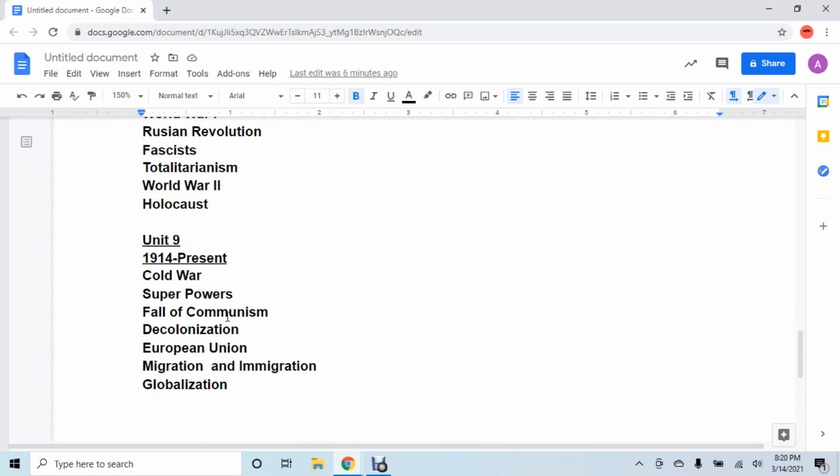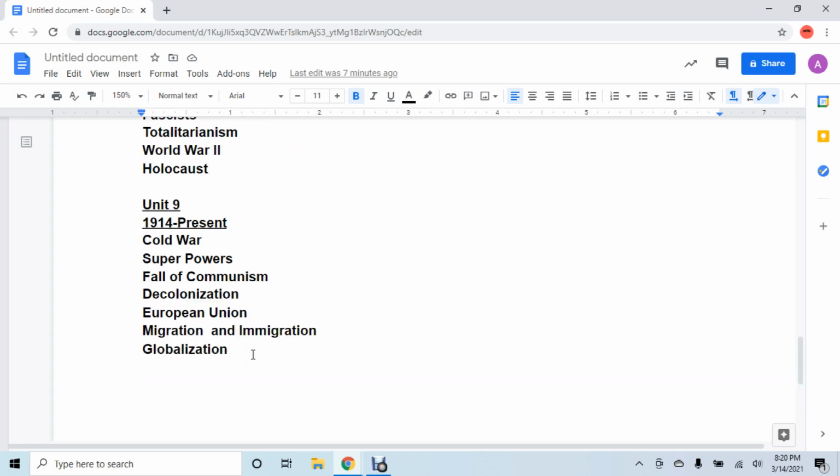Here, Unit 8 is 1914 to the present. You have the Cold War. You have things like superpowers. You have the idea of like NATO and Warsaw Pact between the two superpowers of Russia and the United States. You have the fall of communism, kind of symbolic with the Berlin Wall. You have decolonization, which happens in places like Africa. You have the rise of the European Union, which is a really good one for later on in European history. And then migration and immigration issues that are encompassed with the ideas of globalization.